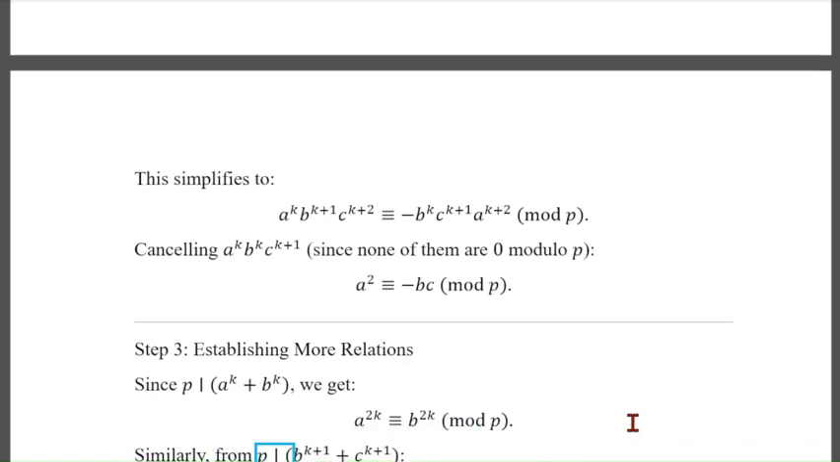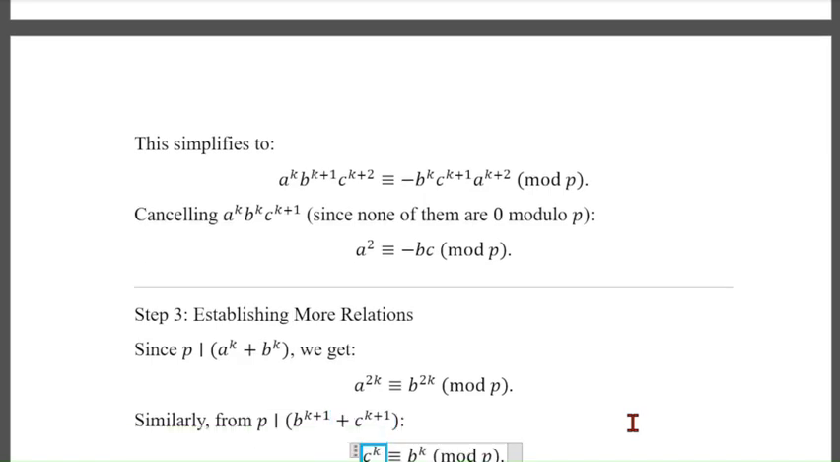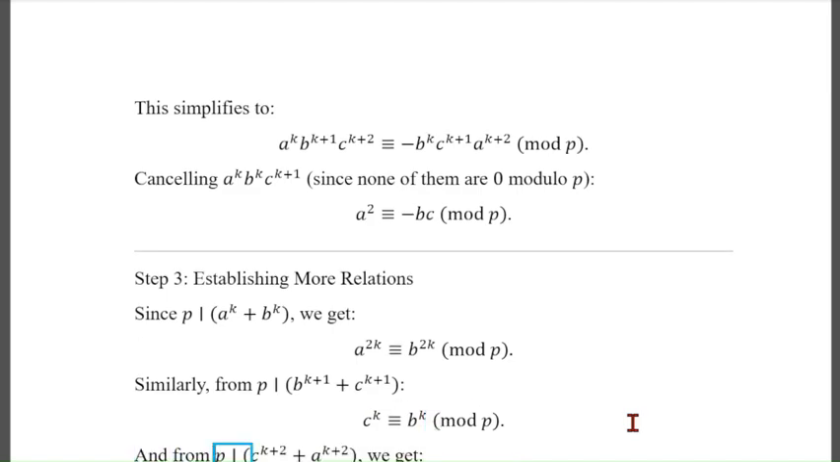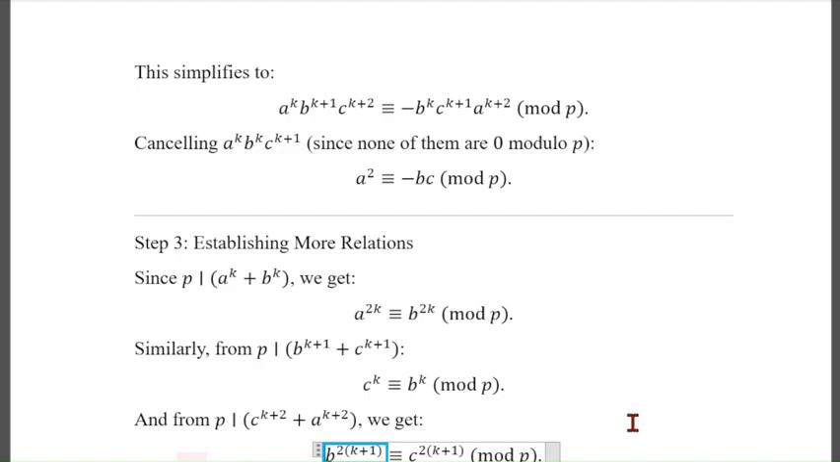Similarly, from p divides (b^(k+1) + c^(k+1)), we get c^k ≡ b^k (mod p). And from p divides (c^(k+2) + a^(k+2)), we get b^(2(k+1)) ≡ c^(2(k+1)) (mod p).